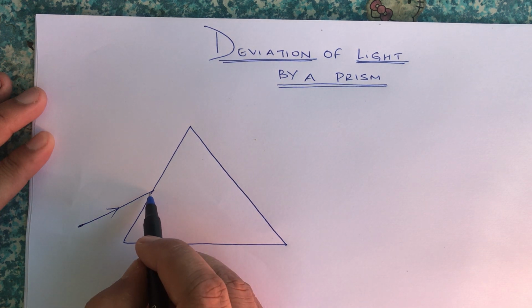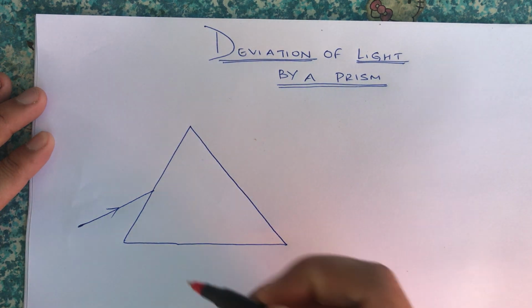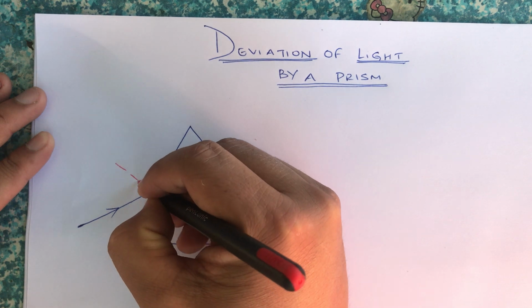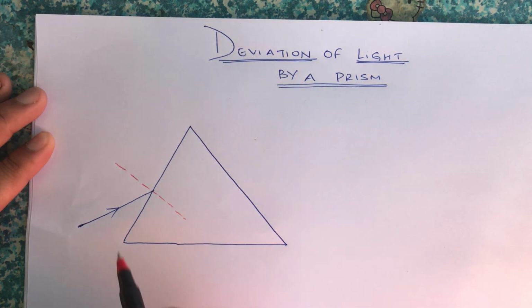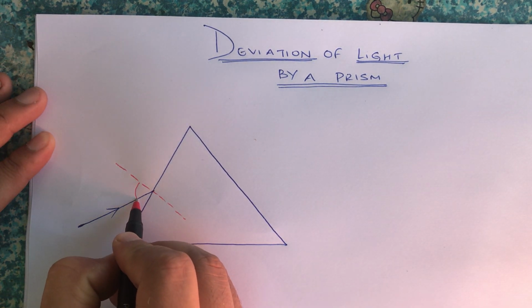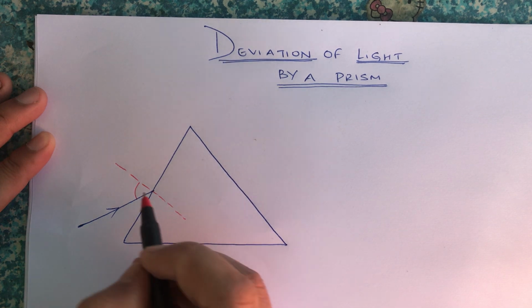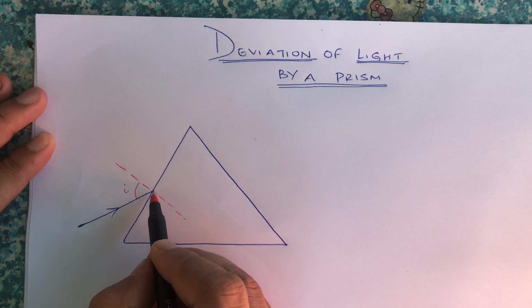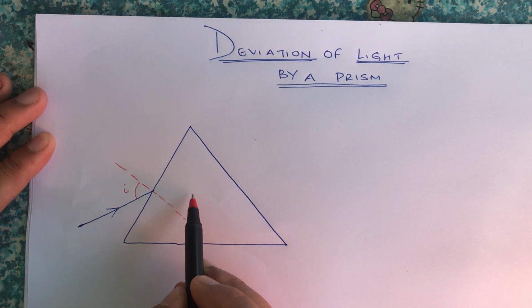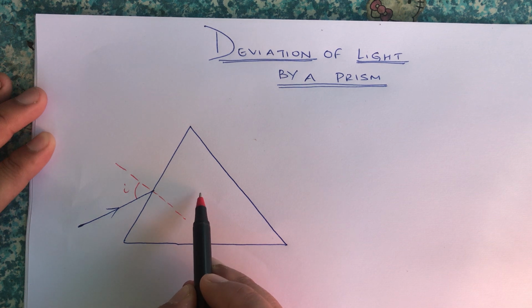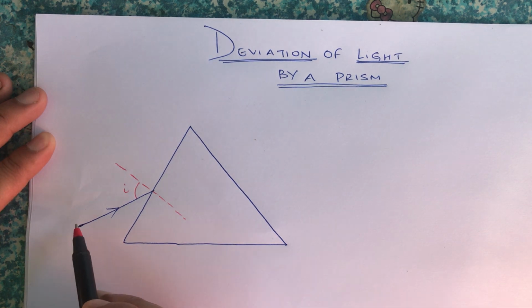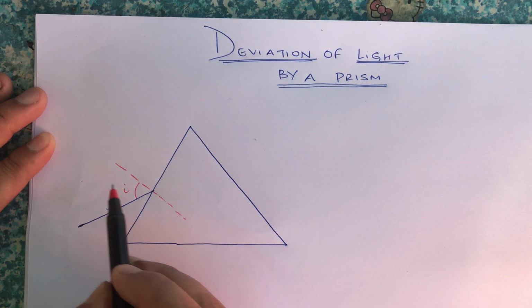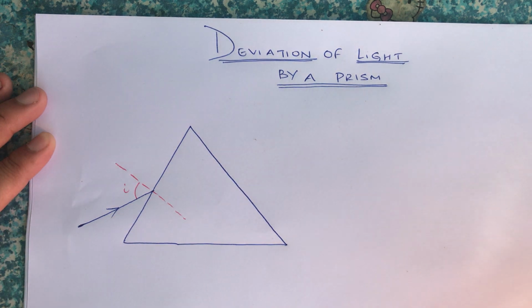Once it strikes at a certain angle, the first and foremost thing is that we need to draw a normal. So we draw a normal over here, and this angle is called your angle of incidence. Let's say it's represented by the letter I. The moment it strikes over here, it's entering from air into glass, because this is a prism, made up of glass. So it's coming from a rarer medium and trying to enter a denser medium.